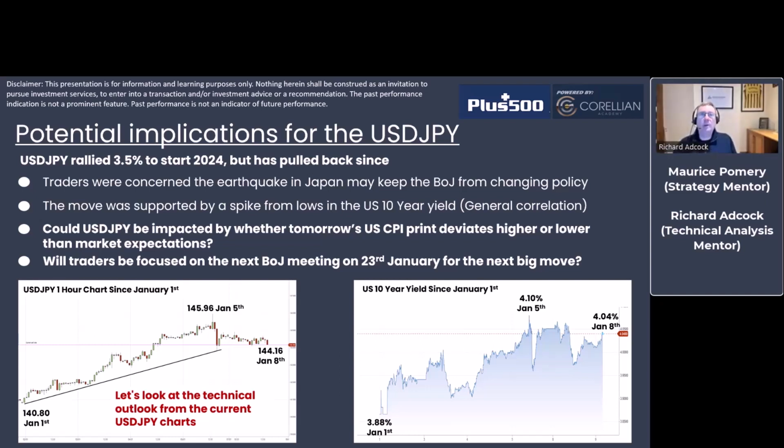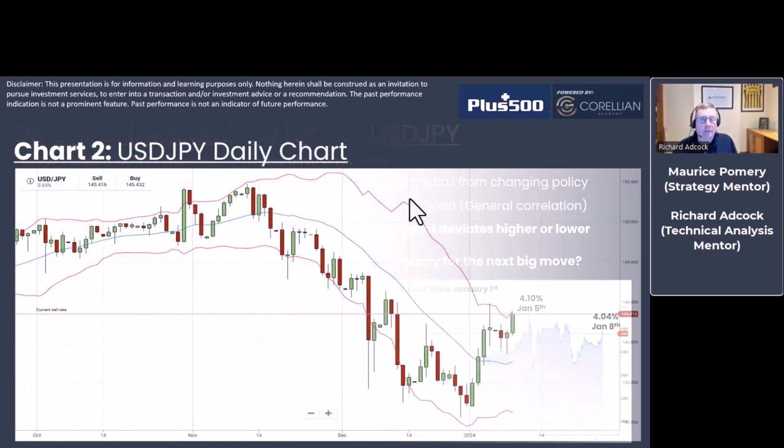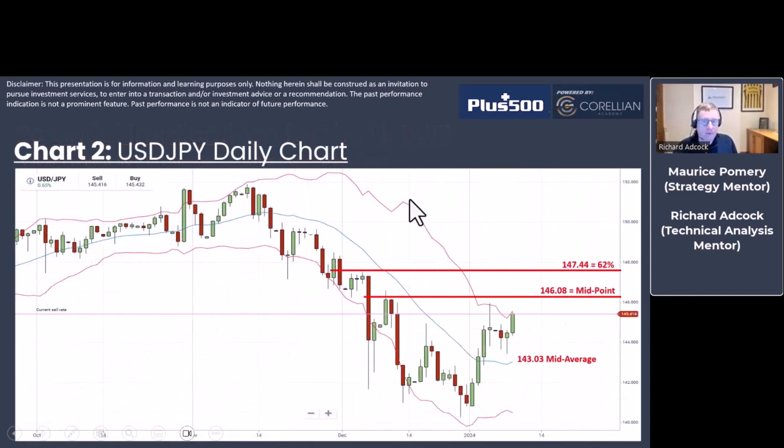Yeah, I think the general backdrop really is that we are still looking at further upside potential for dollar yen from a technical viewpoint. So it's very interesting to hear the sort of fundamental backdrop and Mo's interpretation there. Basically, it has been a very strong rally since the beginning of the year within dollar yen. And that has seen us break above the Bollinger Mid Average, move back towards the upper limits.